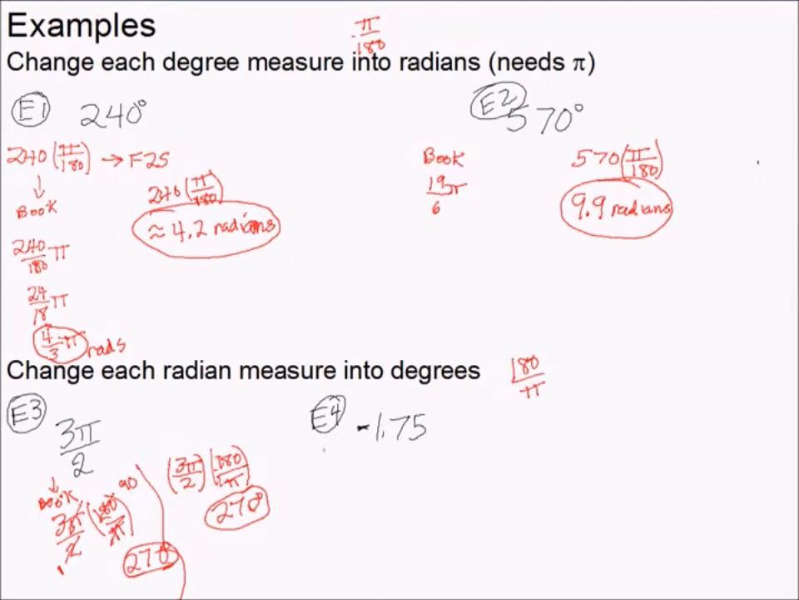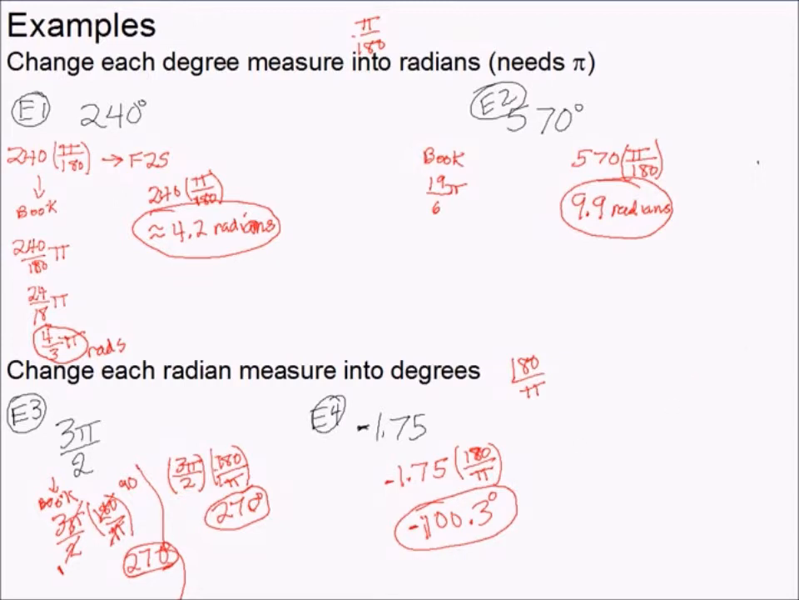Likewise, this would be negative 1.75. This is in radians. It doesn't have pi, but this is still radians, so negative 1.75. And then in the calculator, you would do parentheses and then 180 divided by pi. And when you plug all that in, you would get negative 100.3 degrees. Questions? Are you comfortable?